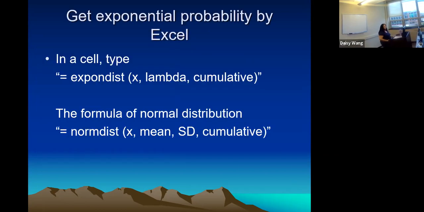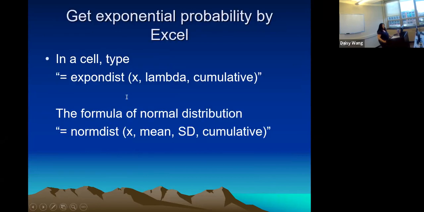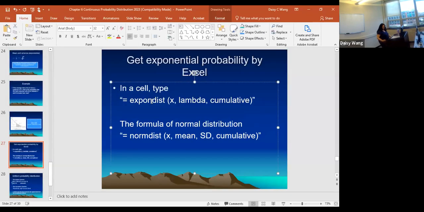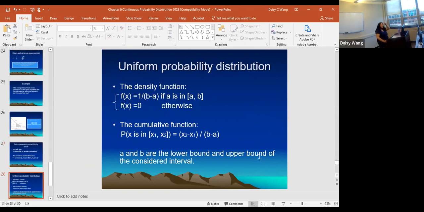In Excel, we just use EXPON.DIST. That's what we did before. Then use x, lambda, and whether it's cumulative or not. In this case, it's cumulative. Okay. Any questions? I'll give you examples so you can practice.